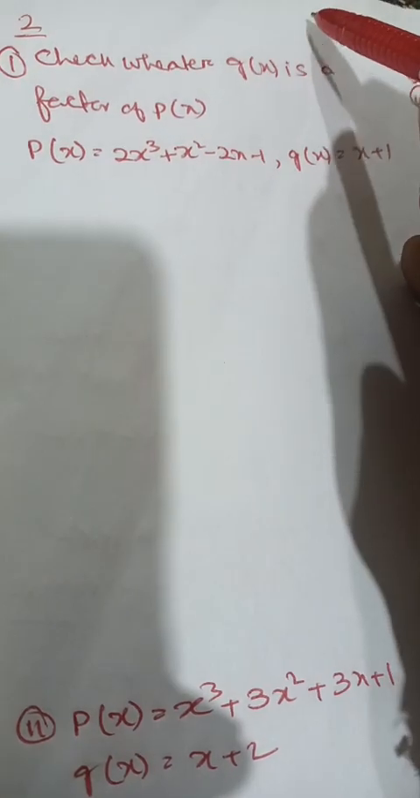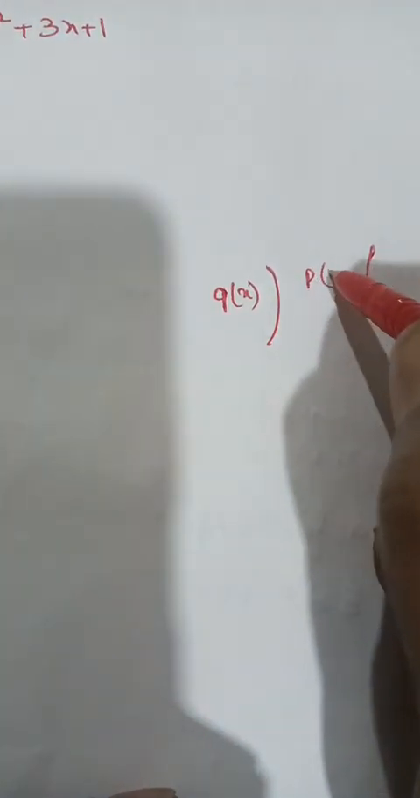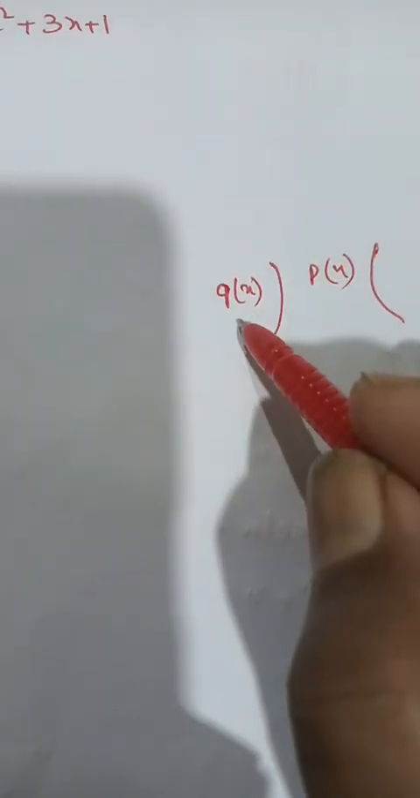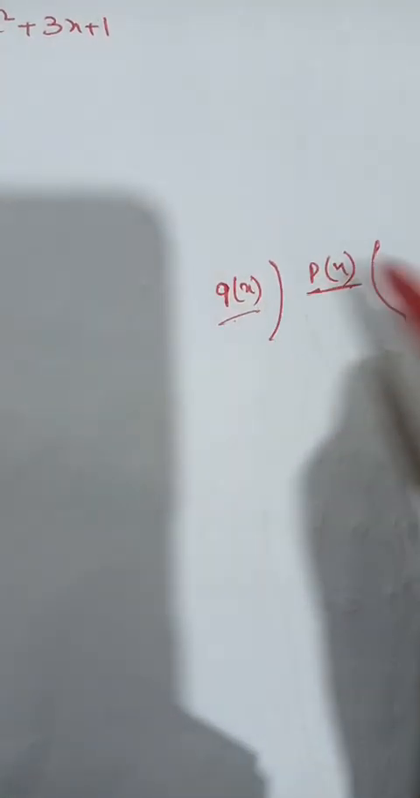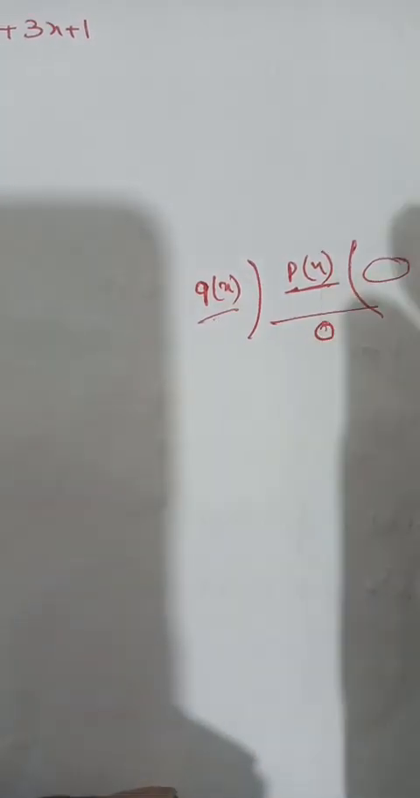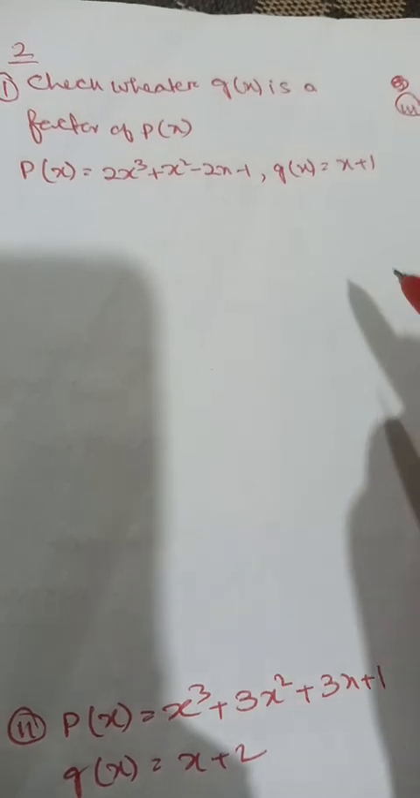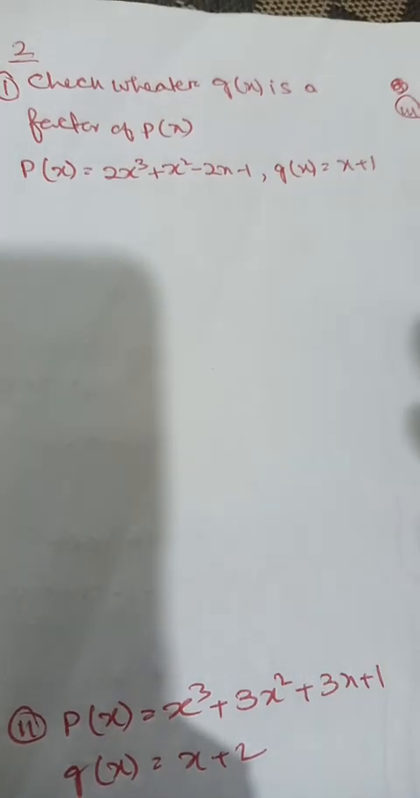So in a division, you remember, here it is given, this is g(x) and this is p(x). We have to divide this by this, and if you get a number, and remember, the remainder should be 0, in that case we can say g(x) is a factor of p(x). It can be done by another method, that is putting the values.